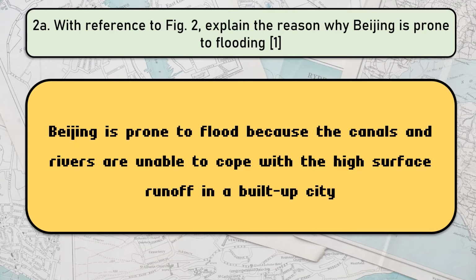So this is just one mark, so you just have to tell me why is it prone to flooding. So Beijing is prone to floods because the canals and rivers are unable to cope with the high surface runoff in a built-up city.